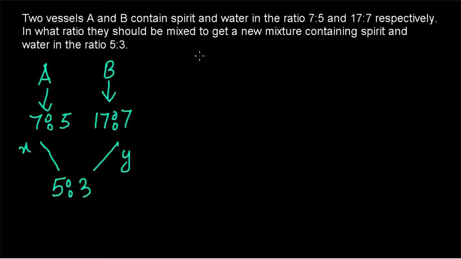The quantity of spirit in A will be given by 7 divided by 7 plus 5. So we will be having 7/12. And the quantity of spirit in mixture B will be given by 17 divided by 17 plus 7. So we will be having 17/24, and they are mixed together so as to get a resultant mixture, and the ratio of spirit is to water in resultant mixture is 5:3.